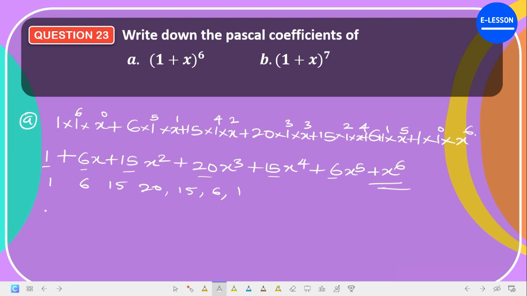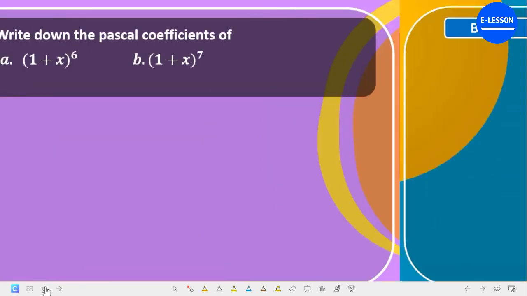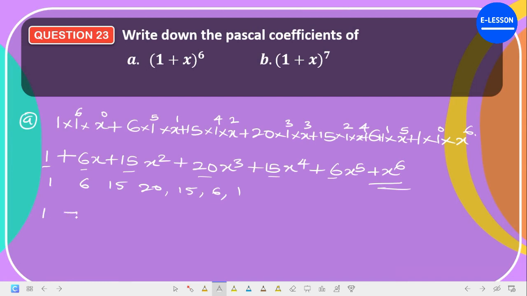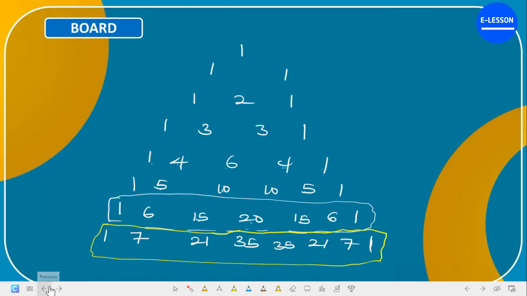Now, the next one is 1 plus x raised to the power of 7. Now, to the power of 7 is 1, 7, 21, 35, 35, 21, 7, and 1. So let's take it again. 1, 7, 21, 35, 35, 21, 7, 1. Those are the Pascal coefficients for that case.